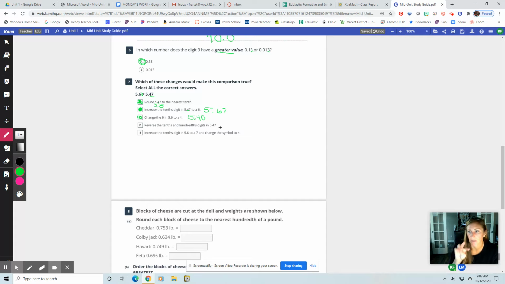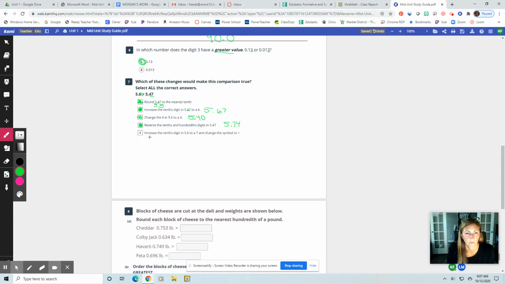Reverse. Okay, so that means like flipping them. So reverse the tenths and the hundredths. So we would have a 5 and 74. See how they switch, just those two digits? Would that still be true? Okay, so we would have a 5 and 6. Yeah, that one would still be true because the 5 and 60 hundredths is less than 5 and 74.